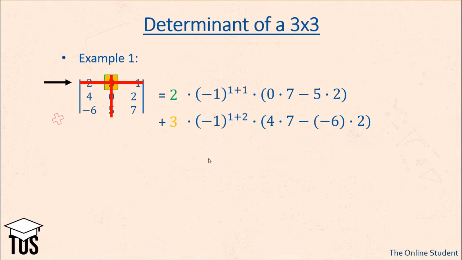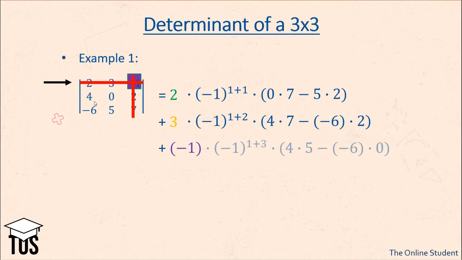Then we move on to our last element. Our last element is -1. So we add -1 and we multiply it with its cofactor. So we delete the row and we delete the column, and we determine the determinant of what's left. In this case it's 4 times 5 minus -6 times 0. Of course we multiply again with -1 to the power of row plus column, which in this case is the first row and the third column, so 1 plus 3.